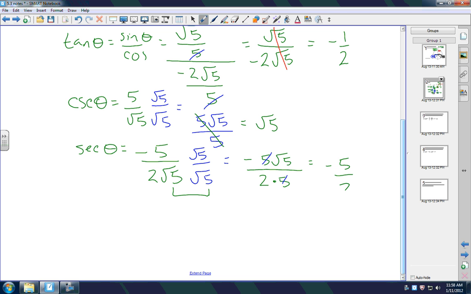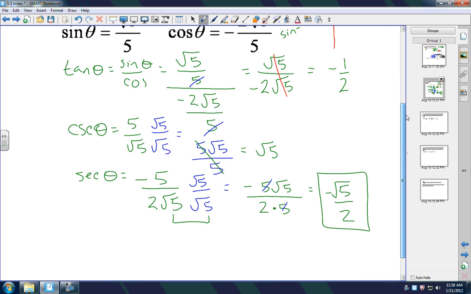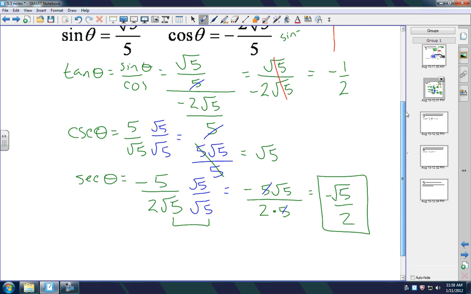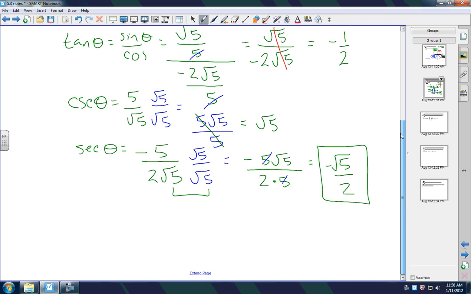And negative square root of 5, square root of 5, all over a 2. Okay, so if the cosine was negative, your secant better be negative as well. Only thing that should be positive in that second quadrant are sines and cosecants. Okay, last thing, cotangent. We could go back to the original with all that stuff, but if we know our tangent is just negative 1/2, cotangent's negative 2. So you always have some values that are a little bit harder. You'll have some values that are a little bit easier as well.